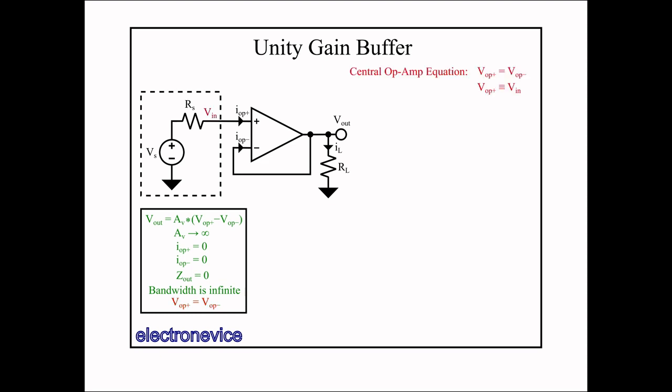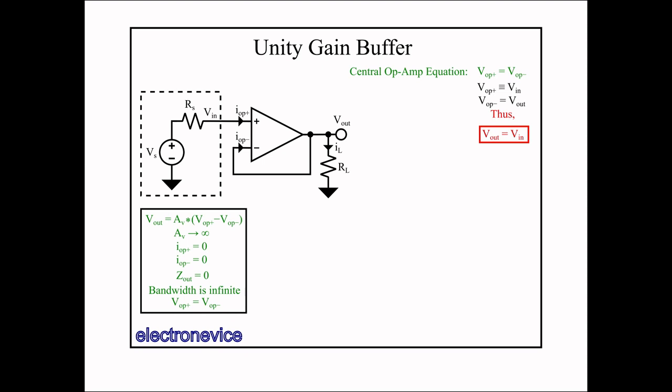Using our central op-amp equation, VOP+ is equal to VOP-, and we've connected VOP+ to Vin. And since VOP- is connected to Vout, they are equal. Then, in order to satisfy the central equation, Vout must be equal to Vin. So this produces a simple gain of 1 amplifier.